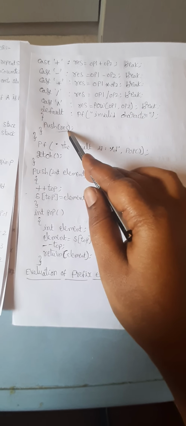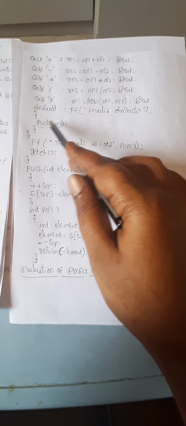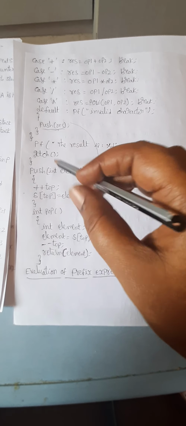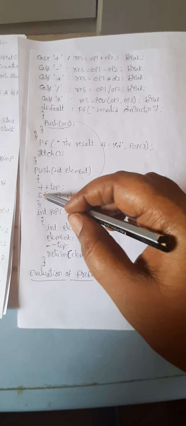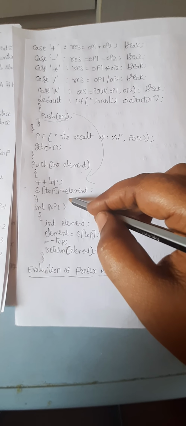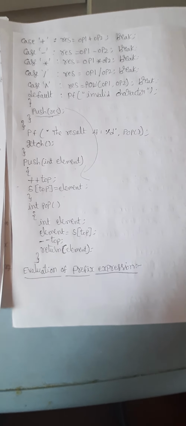Push result. This push is a function; whenever we call that function, automatically it will go to the function definition. That is, push the result: the int element, we increment top, then we store that element into the top of the stack.